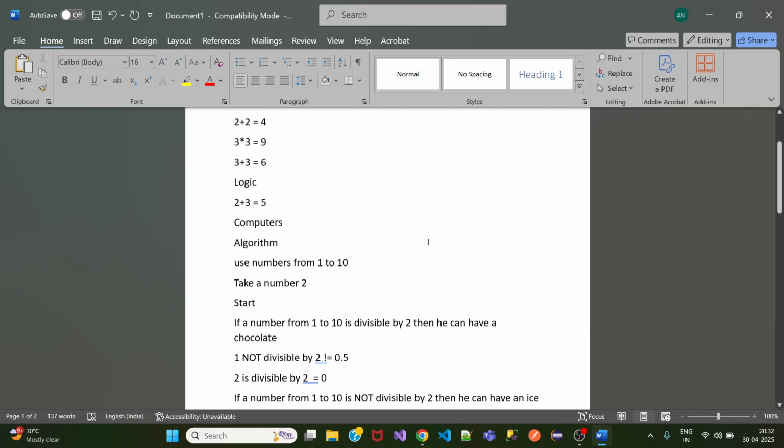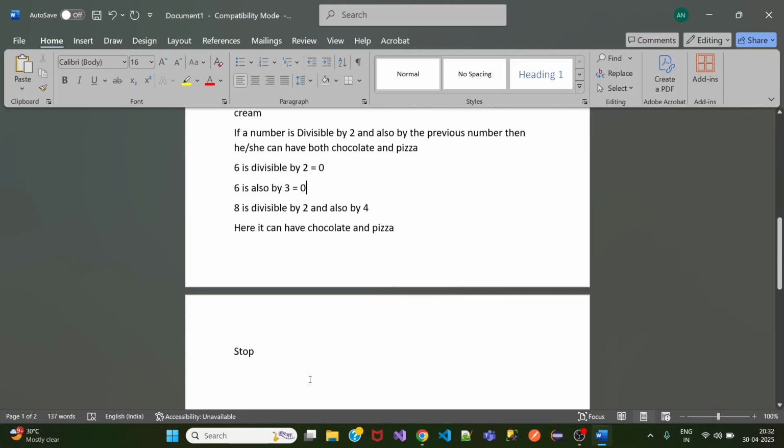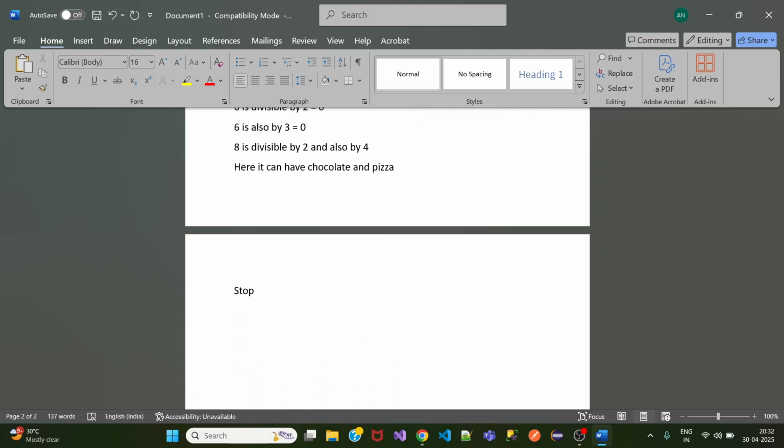Okay, let me explain here. For 1 to 10, I need to divide by 2. First I take 1, divide by 2. Not equal to 0. Then this one number is used. Now, 2 divided by 2 equals 0.